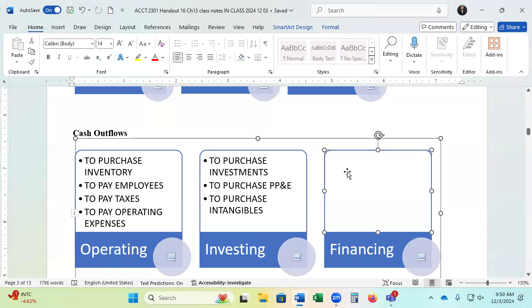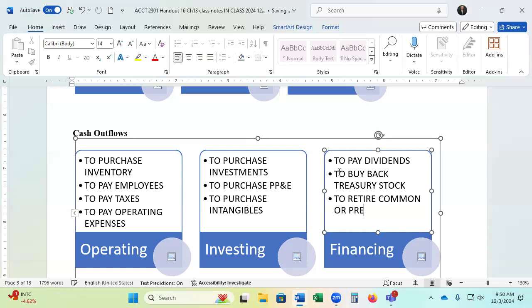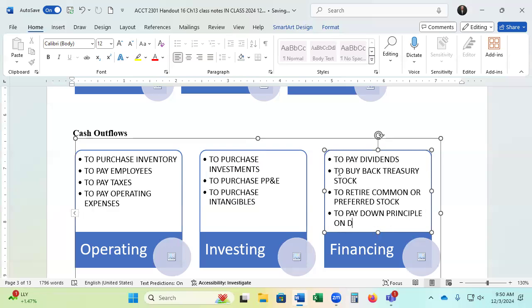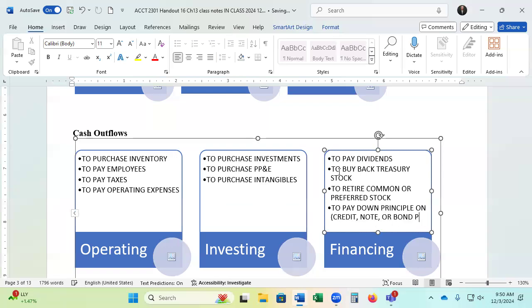And then for financing activities, to pay dividends, to buy back treasury stock, to retire common or preferred stock, pay down principal on credit, note, or bond payable.